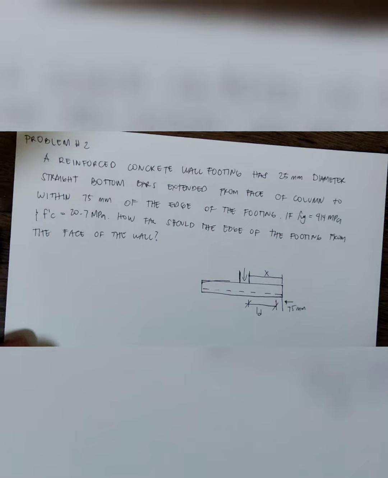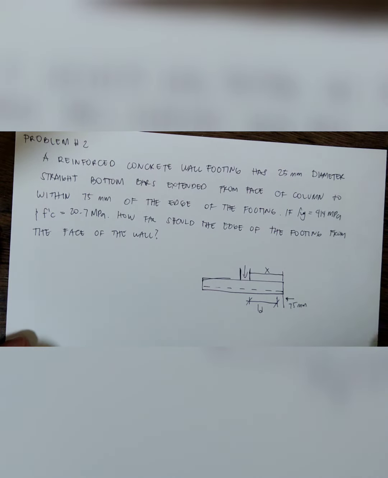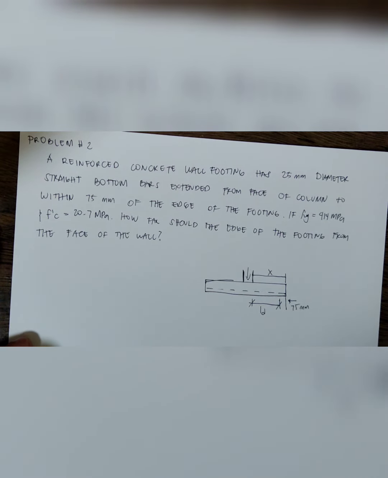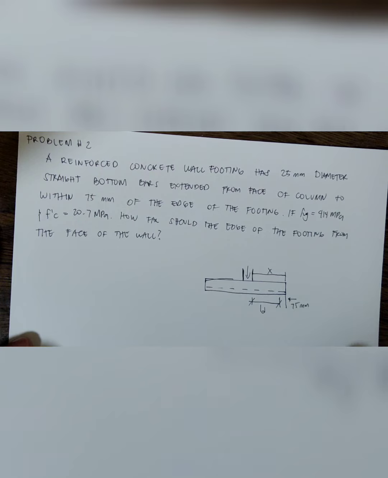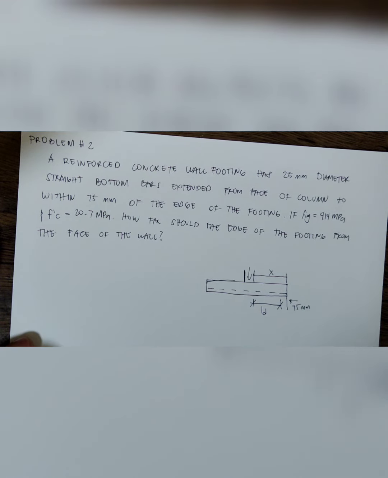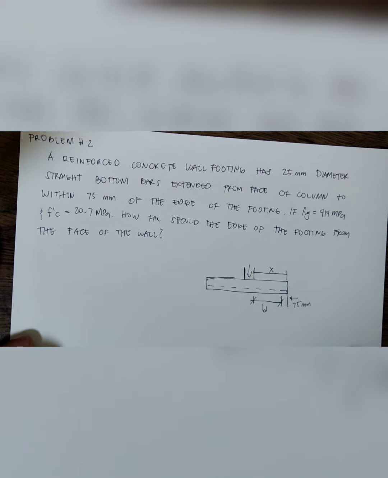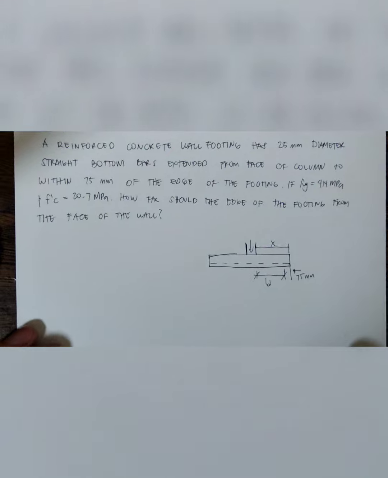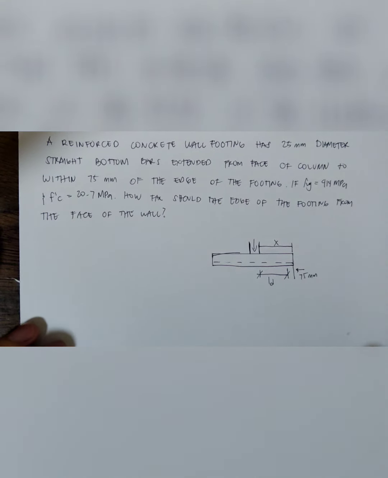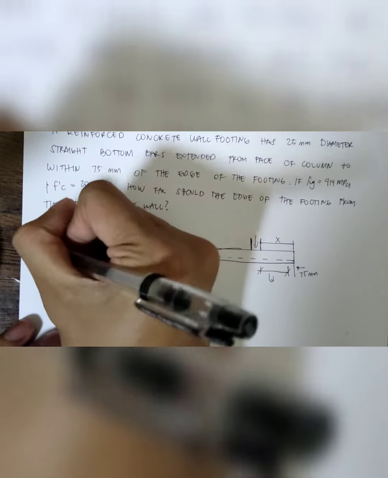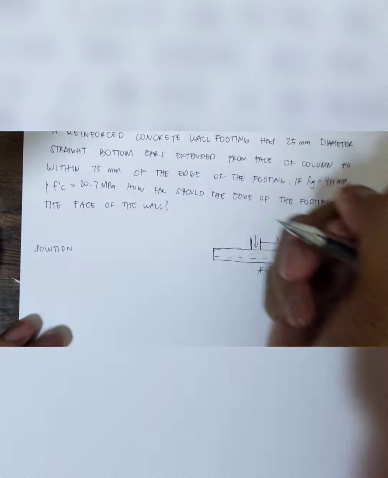Problem number 2: a reinforced concrete wall footing has 25 mm diameter straight bottom bars extended from the face of the column to within 75 mm of the edge of the footing. If fy is equal to 440 MPa and f'c is equal to 20.7 MPa, how far should the edge of the footing be from the face of the wall? So first, solution.